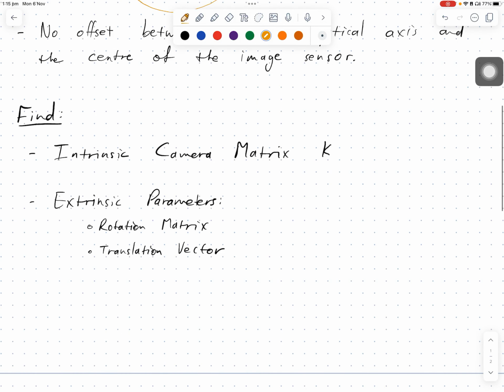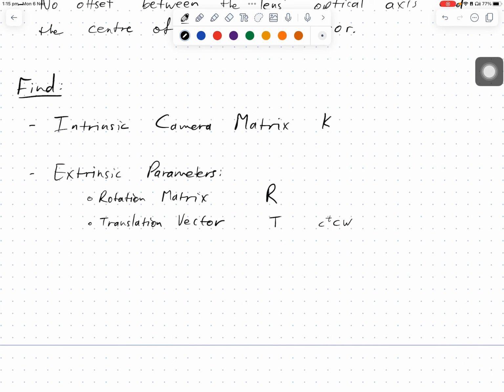What we want to find out is the intrinsic camera matrix K. We also want to find out the rotation matrix of the extrinsic parameters. So this is basically just saying what is the rotation of the camera relative to the world frame. We usually call that R, shockingly. And then there's also the translation vector from the world frame to the camera frame. That is called T, shockingly, although sometimes it's denoted as C, T, C, W. This is an indication that it's a transformation from the camera frame to the world frame.